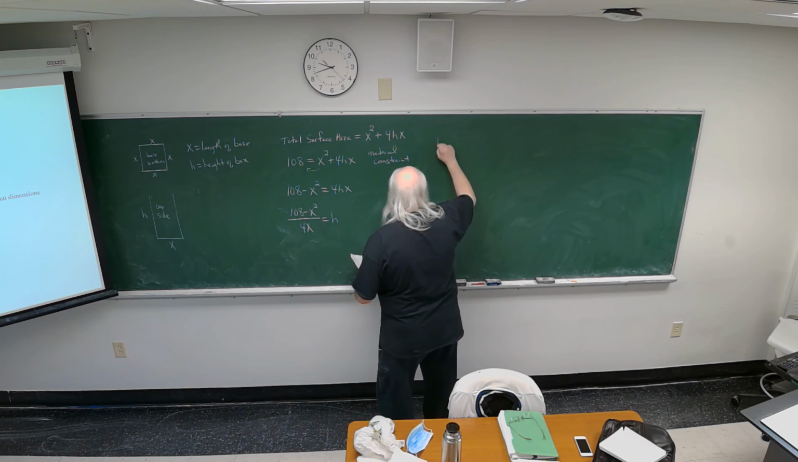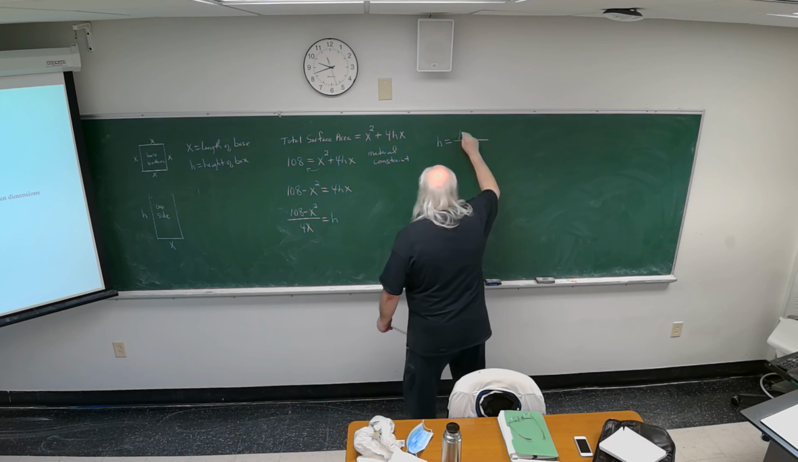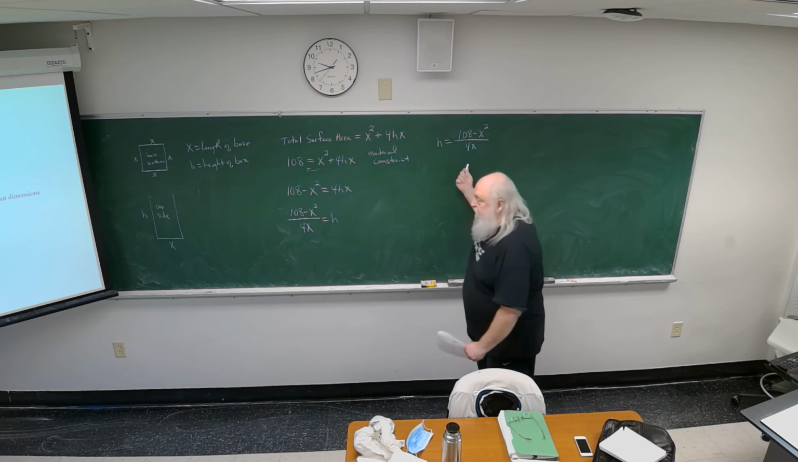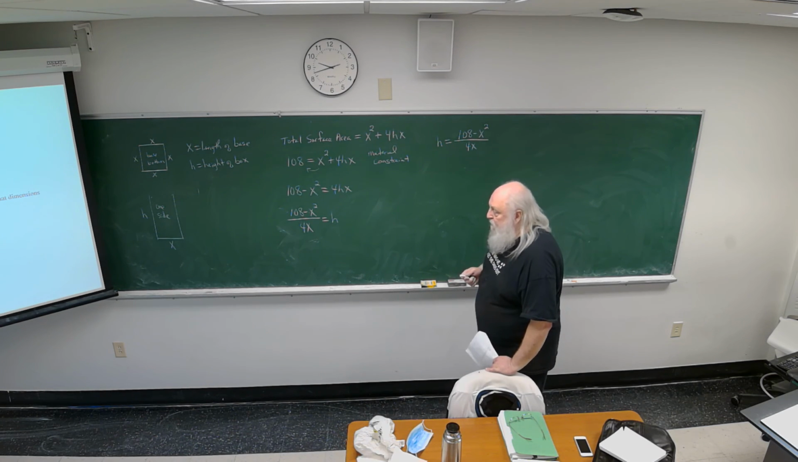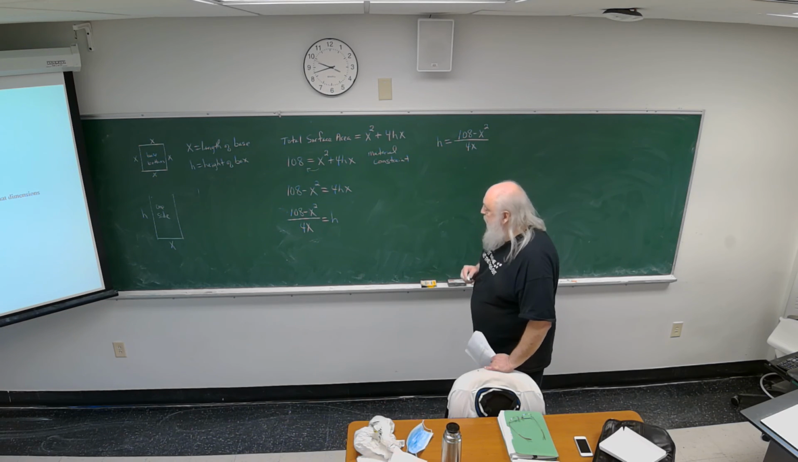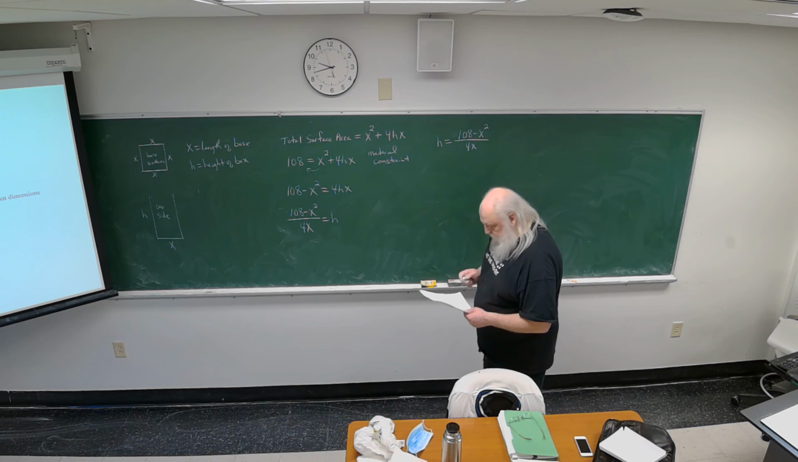So when I switch the two sides, I have the height h is equal to 108 minus x squared divided by 4x. So whatever the width, the length of one side of the bottom of the box is, the height is constrained to equal this right hand side. Due to our material constraint, we only have 108 square inches of material.